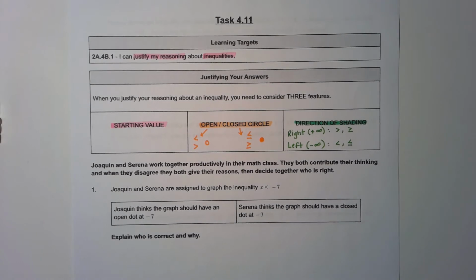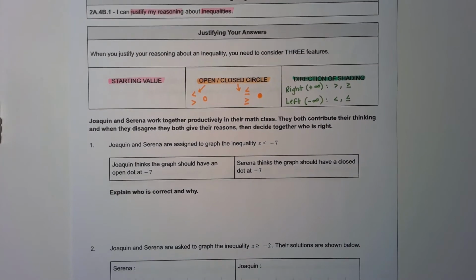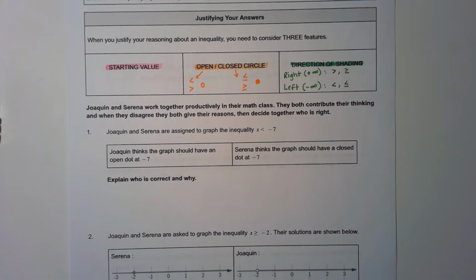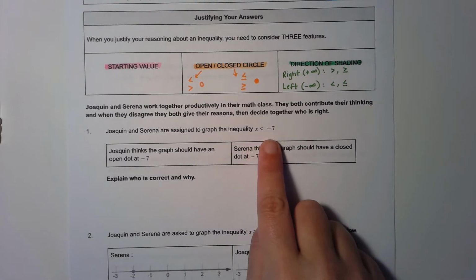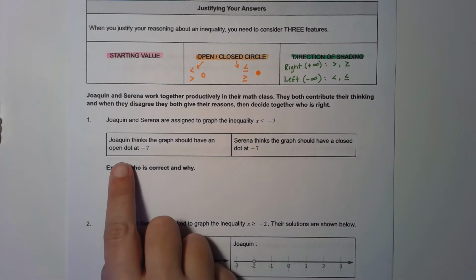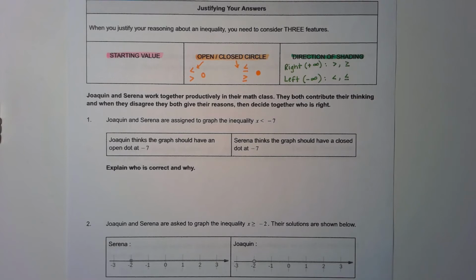Okay. Joaquin and Serena work together productively in their math class. They both contribute to their thinking, and when they disagree, they both give their reasons, then decide together who is right. In problem number 1, it says Joaquin and Serena are assigned to graph the inequality x is less than -7. Now, Joaquin thinks that the graph should have an open dot on the -7, and Serena thinks that the graph should have a closed dot on the -7. Explain who is correct and why.